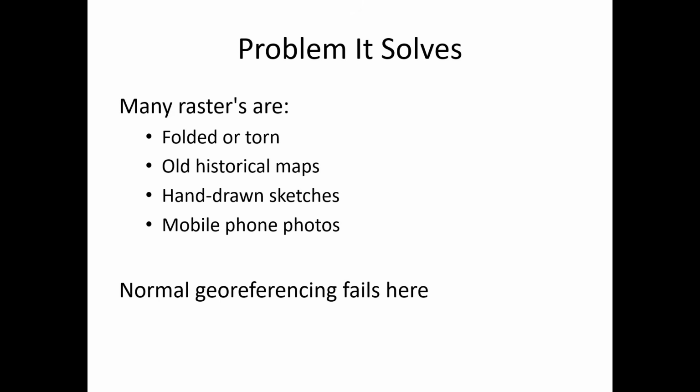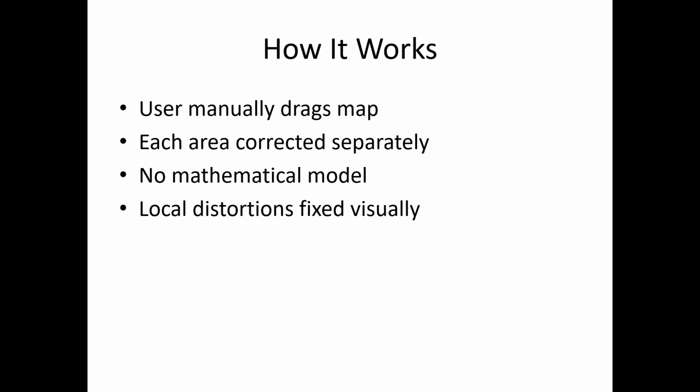So what kind of problem does it solve? Many rasters are folded or drawn: old historical maps, hand-drawn sketches, and mobile phone photos. Normal georeferencing fails here. So basically how it works: the user manually drags the maps, each area is corrected separately, there is no mathematical model, and local distortion is fixed visually.